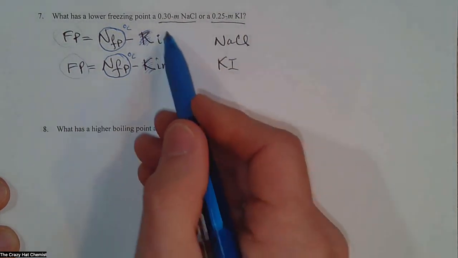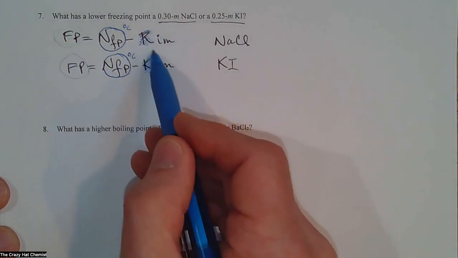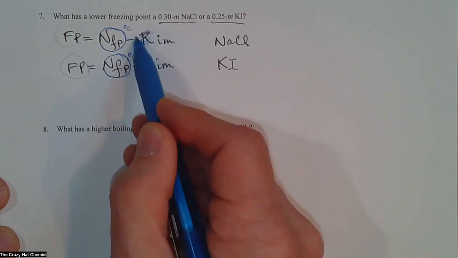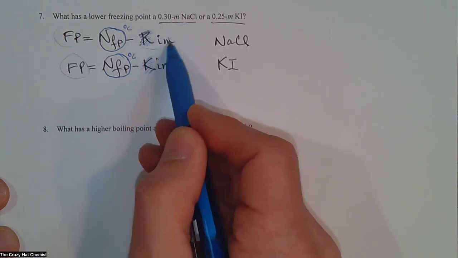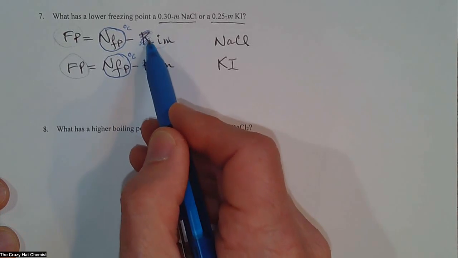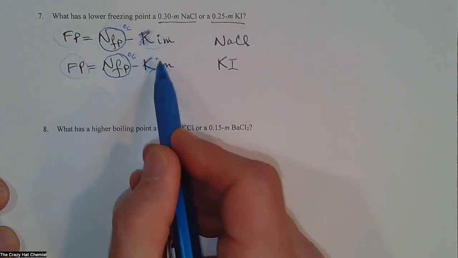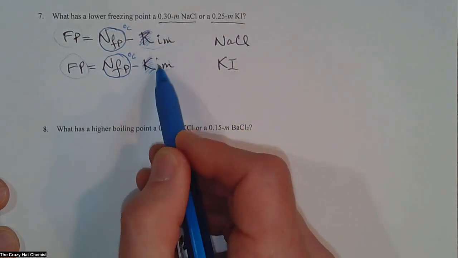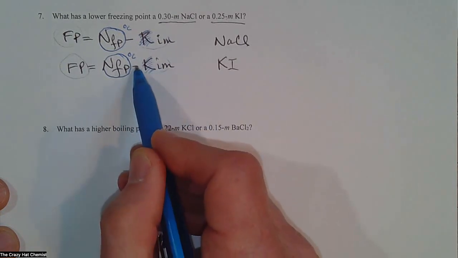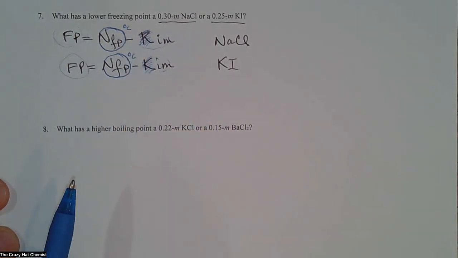So really what we're looking for is whichever one gives us the biggest Kim, the largest value of the product of the K times the i times the m. The largest value of the K times the i times the m will be the lower freezing point because there's a negative sign in front of it.